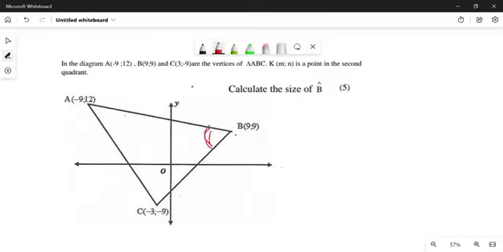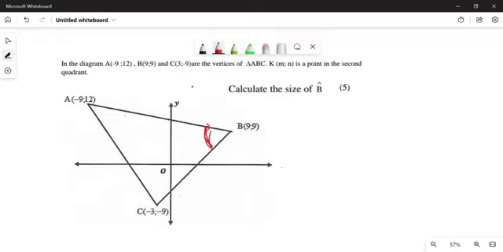Now, can you say angle B is an angle of inclination? An angle of inclination is an angle between a line and the x-axis. This one is an angle between two lines. So what we want to do first is to check which two lines the angle that we're looking for is between.